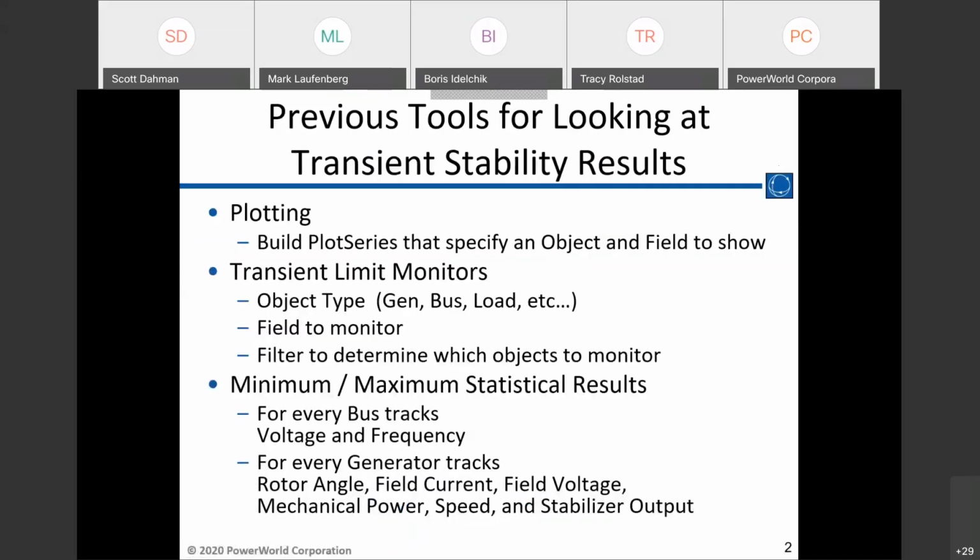All right, this is going to go over how you look at the results of a transient stability run. PowerWorld has a lot of tools that have always been there in our transient stability tool, including just plotting, transient limit monitors, and the min-max results for looking at statistical information about some hard-coded values with buses and generators. Those are all very useful. I'm not going to talk about those because we don't have time today.